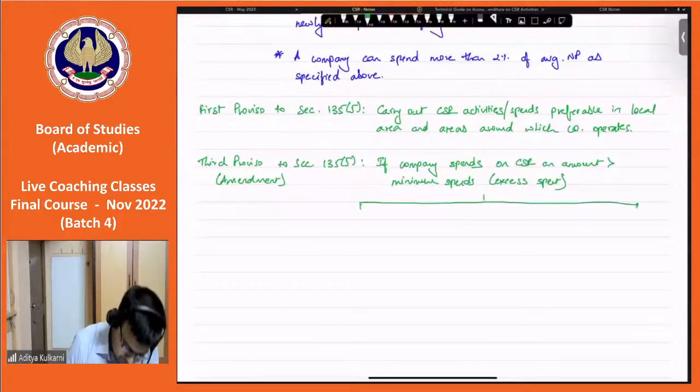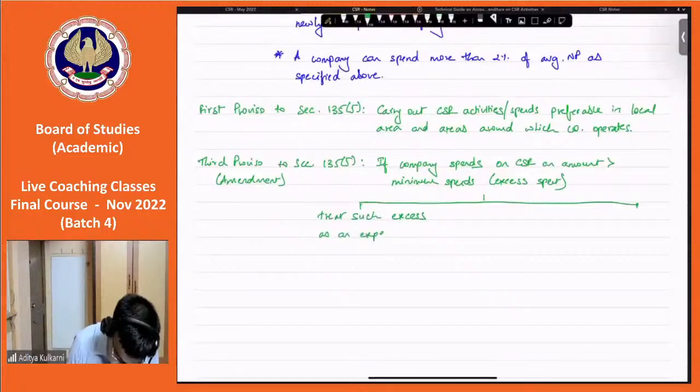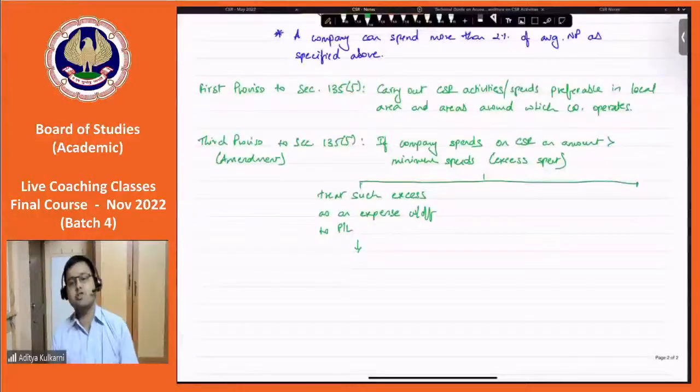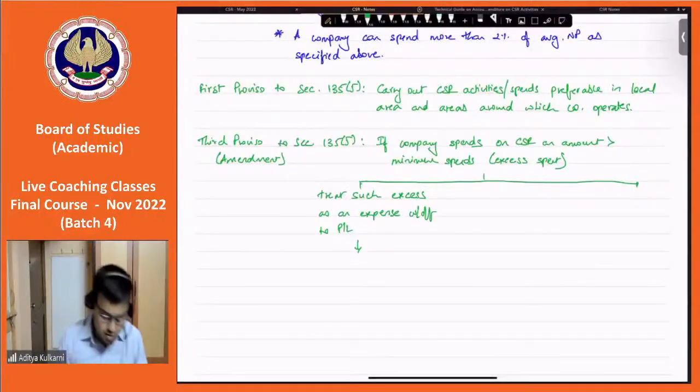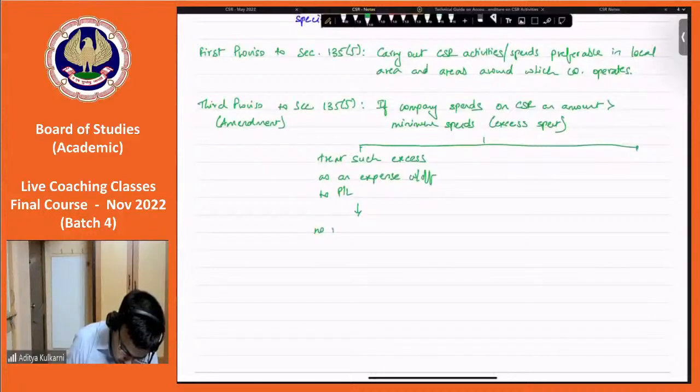First option, treat such excess as an expense written off to P&L. This choice you make today, you cannot resurrect it in the future. Matlab, in the future, you cannot say in that year I had spent more, so I will set it off right now. That is not permitted. So no resurrection in the future.